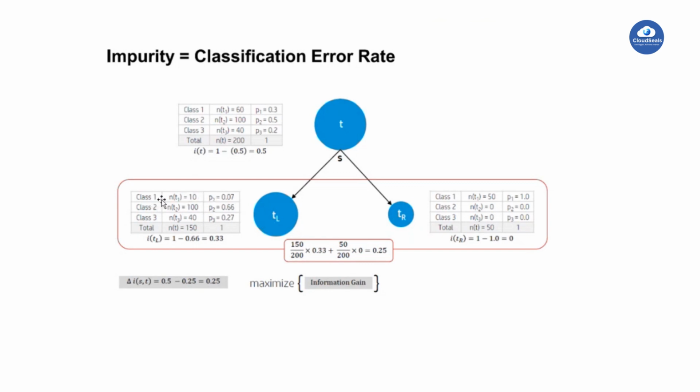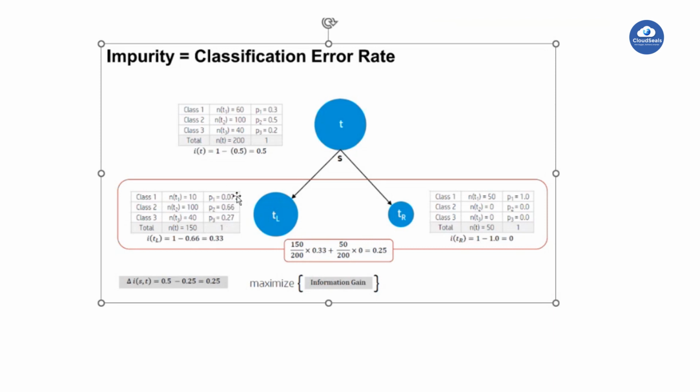Here also we have class 1 with 10 records, class 2 with 100 records, class 3 with 40 records, total 150 records. Again we calculate the probability. 10 by 150 is 0.07. 100 by 150 is 2 by 3, that means 0.66. 40 by 150 is 0.27. For the classification error, we'll do 1 minus the max of the probability. Out of these three probabilities, the max value is 0.66. So 1 minus 0.66 is 0.33.